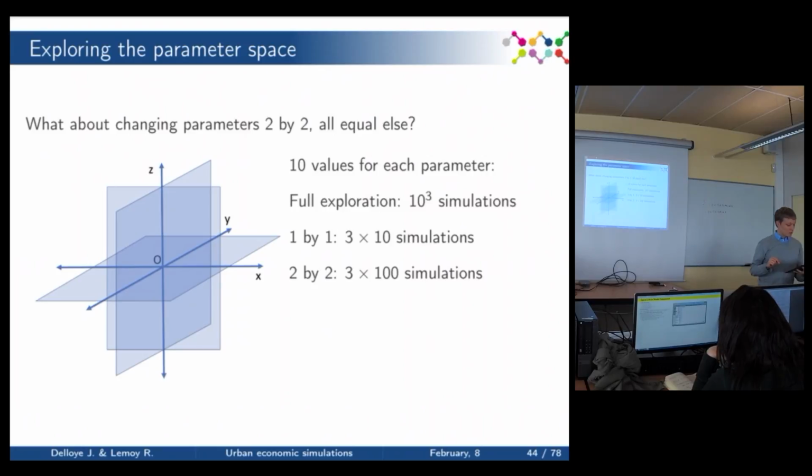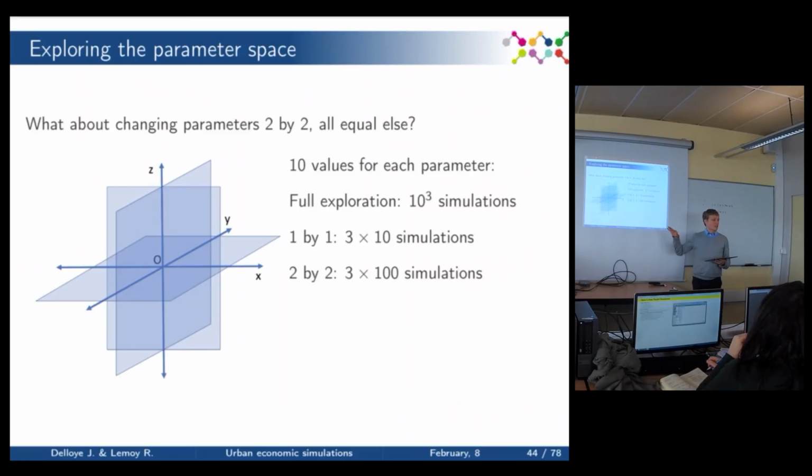Sometimes some people attempt to change parameters 2 by 2 instead of just changing 1 by 1. What does it mean to change parameters 2 by 2? It means you explore planes instead of exploring lines. So for instance, if you change x and z together, you explore a vertical plane, which is the plane where this board is. And there are three such planes if you have three parameters: the xz, xy, and yz.